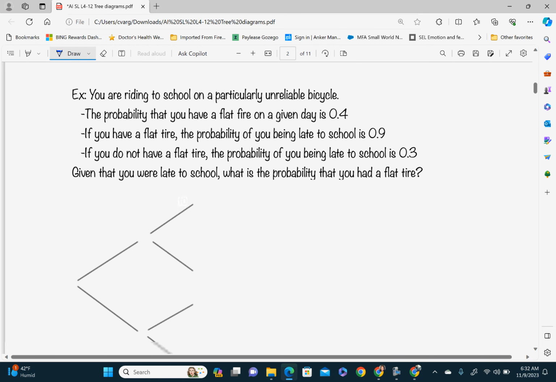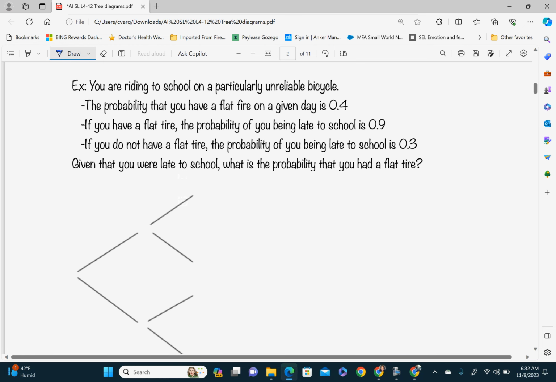All right, so what does this really look like? You're riding to school on a particularly unreliable bicycle. The probability that you have a flat tire on a given day is 0.4. Wow, that's a lot. That's 40%. If you have a flat tire, the probability of you being late to school is 0.9. If you do not have a flat tire, the probability of you being late to school is 0.3. So we have two scenarios here: the probability of flat, and the probability of not flat.